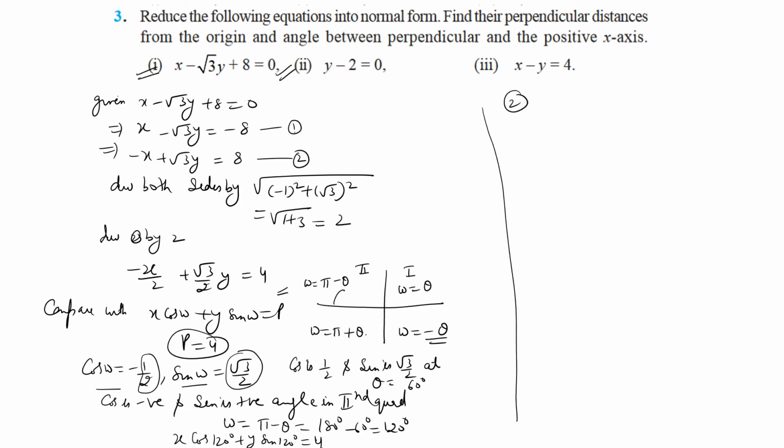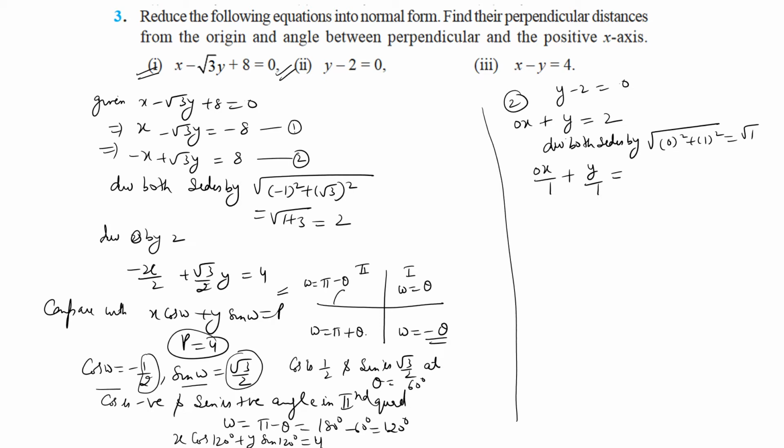Let us check it out with question number 2: y minus 2 equal to 0. Again write it as y is equal to 2. So this is 0x plus y. For comfort let us write it like this. Now divide both sides by the square root of coefficient of x squared plus coefficient of y squared, so that is 1 itself. It becomes 0x upon 1 plus y upon 1 is equal to 2 upon 1.